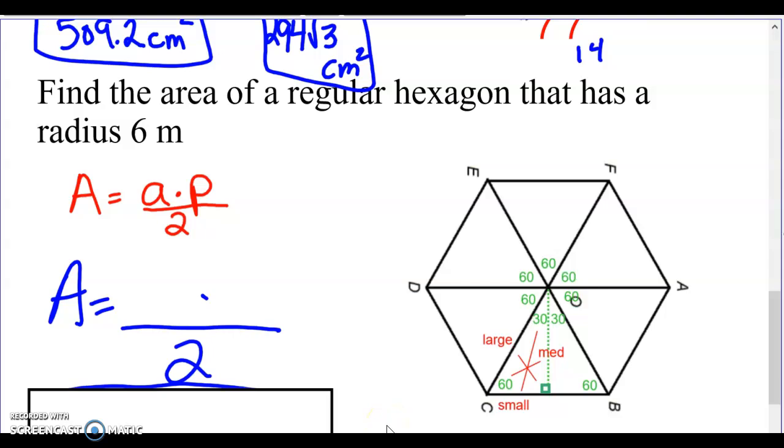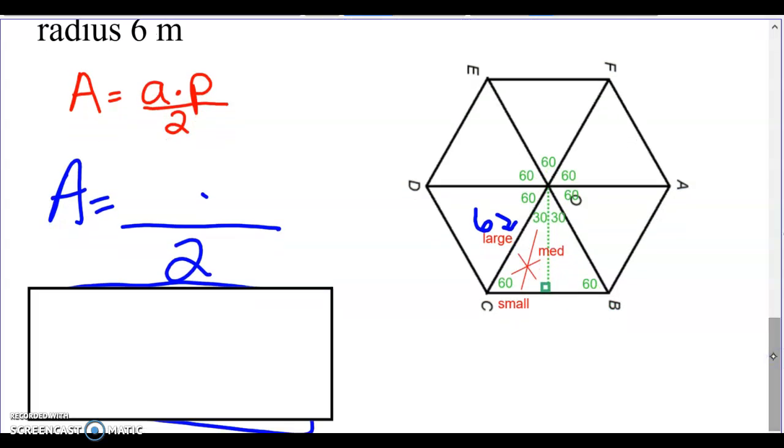All right, so I have two problems left that I need to go through with you. So here's another hexagon problem. This one, I know the radius is 6. So the radius is 6, so that would be this piece right here. That's going to be the large side of my 30, 60, 90 triangle. So if that's 6, remember the large and the small are 1/2 or double. So then the small would be 3.